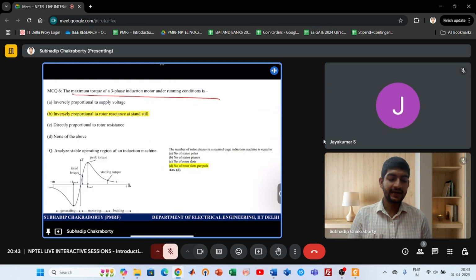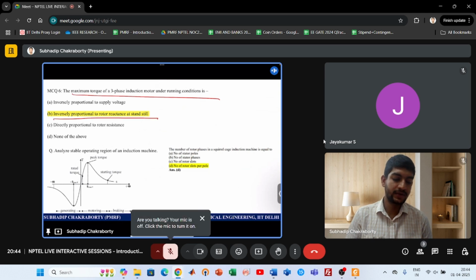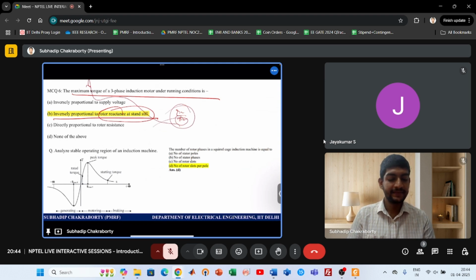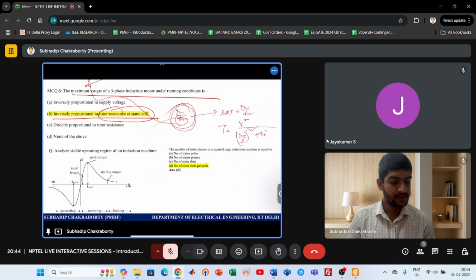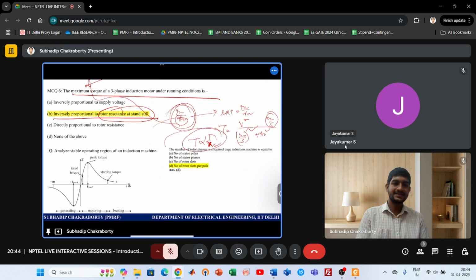So similarly, maximum torque under running condition. You can just check what is the magnitude, and you can see that it is inversely proportional to the rotor reactance at standstill, because it is R2 by X2. So maximum torque: once you plug in S_MT as R2 by X2 in the torque equation, you can see that it is proportional to 1 by X2. So just check, okay? You can just check it.